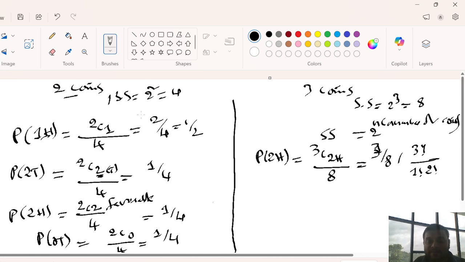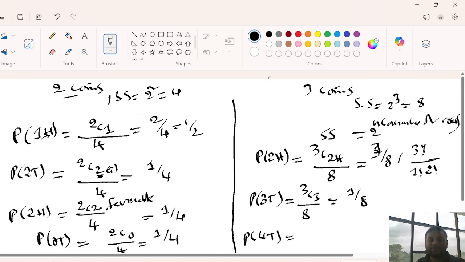Friends, similarly, if you want three tails, the probability of three tails will be: you are choosing three tails out of the three tosses, so that will be done in 3C3 ways divided by 8 ways. 3C3 is nothing but 1, so you are going to have 1 by 8 as the probability of getting three tails. Similarly, if you want to find the probability of getting four tails, that will be choosing the four tails out of three coins by 8. Guys, the 3C4 value is 0, that is not possible, divided by 8.